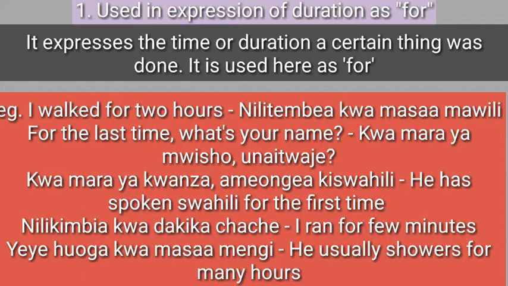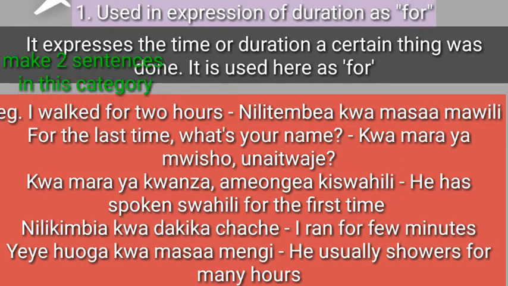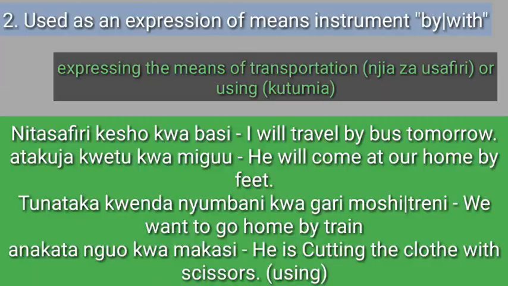Masaa mawili. Kwa mara ya mwisho, the last time, mara ya mwisho. Mara ya kwanza, first time. Mara ya pili, second time. Mara ya tatu, third time. And you can make a sentence or two in this category down in the comments below.